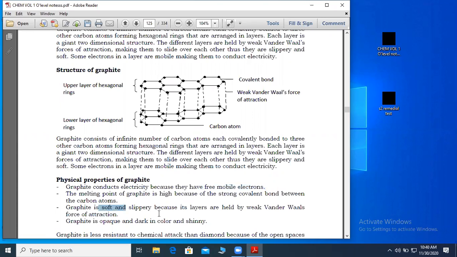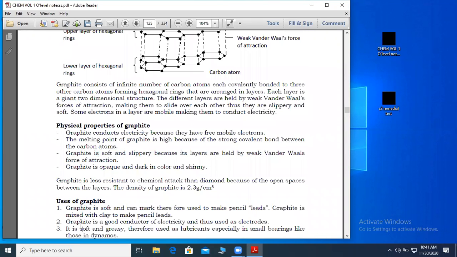Graphite is soft and slippery because its layers are held by weak van der Waals forces of attraction. So these are the van der Waals forces of attraction. These dotted lines you see going down are the ones that hold the layers of graphite together. Then graphite is opaque and dark, whereas we are saying diamond is sparkling. Then graphite is opaque and black.